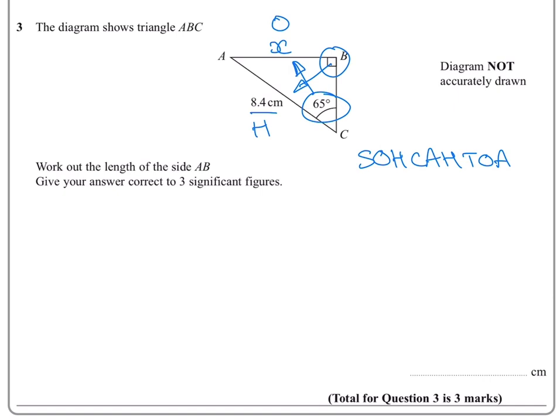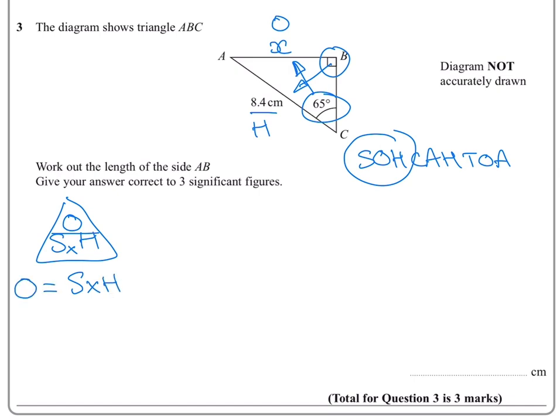So I look at SOHCAHTOA and I ask myself, where does O and H appear? Well, O and H appear here in SOH, which means I'm going to be using sine. So recreate the sine formula triangle. It's the opposite I want to work out, so cover that up and it leaves you S times by H. So in other words, to work out O, the opposite, we have to do sine of the angle, so sine 65 in this case, times by H, the hypotenuse, 8.4.